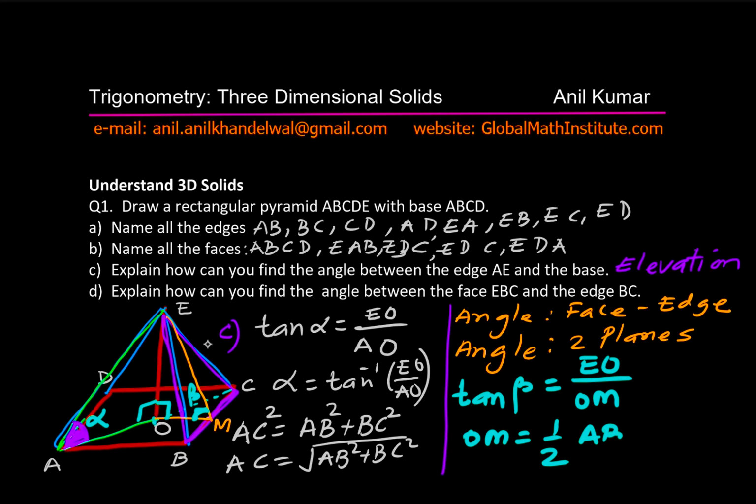Is that clear to you, right? So in one case, we use OM, which is half because these two are equal. And in the other case, we use half of the diagonal AC. Is that clear to you?